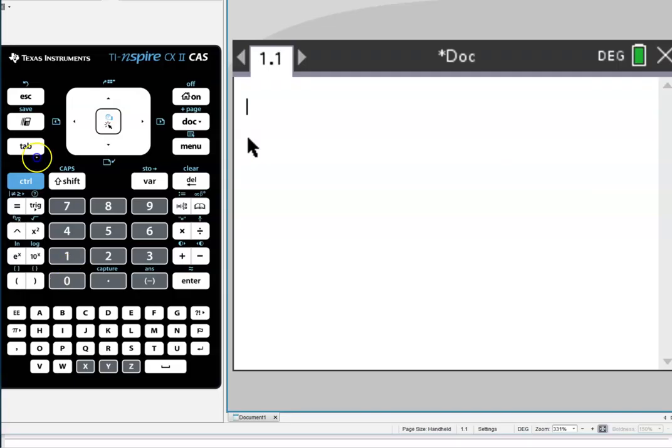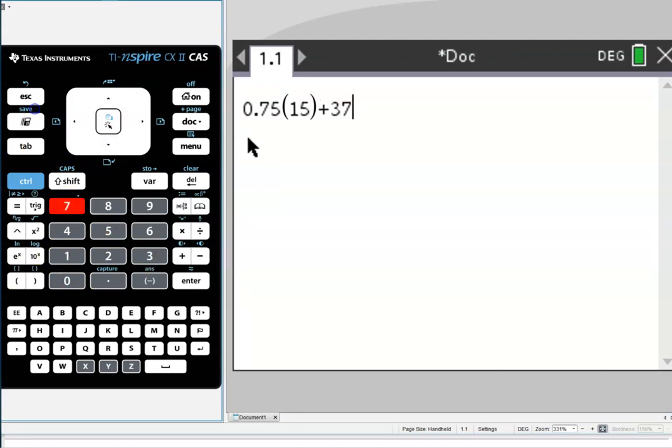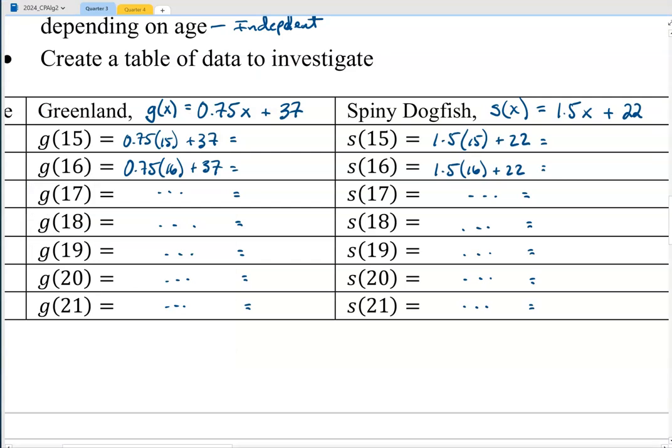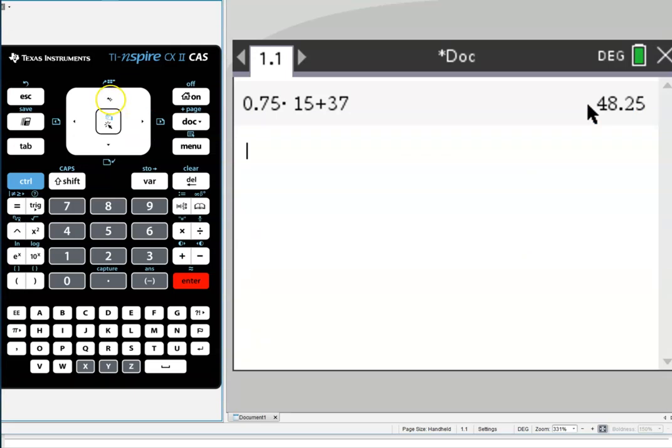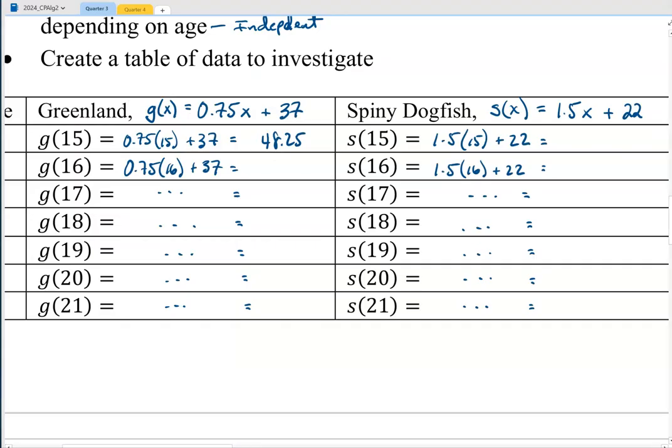In this first example we have 0.75 times 15 plus 37, and I'm making sure to enter in the calculator exactly what I'd written on paper. If that was the case, then I can trust this result, and I'm happy with that, 48.25 inches. In the next case, 0.75 times 16 plus 37. Now on this calculator, it's kind of nice. If I press the up arrow and highlight what's on the screen here, then when I tap enter, it will copy that down and allow me to make a change and update my computation. So in this case, I got 49 as the next answer.